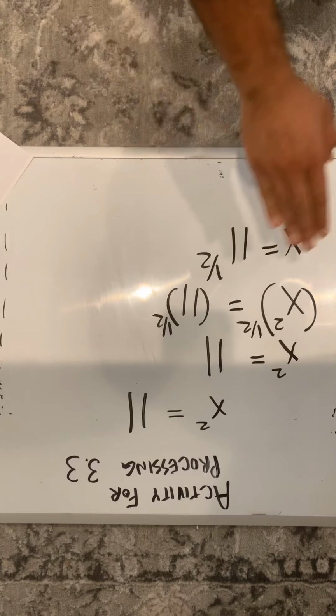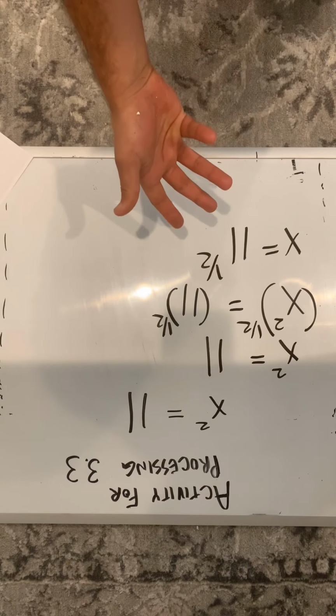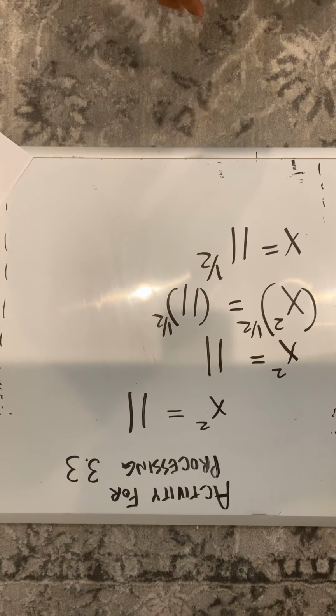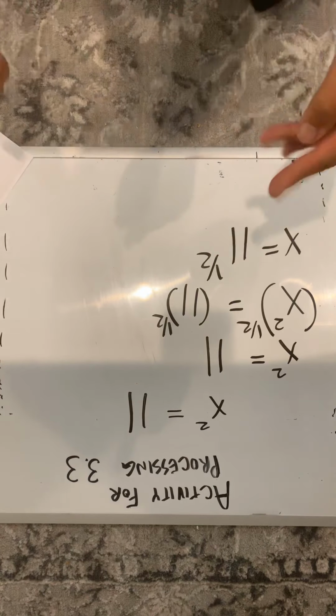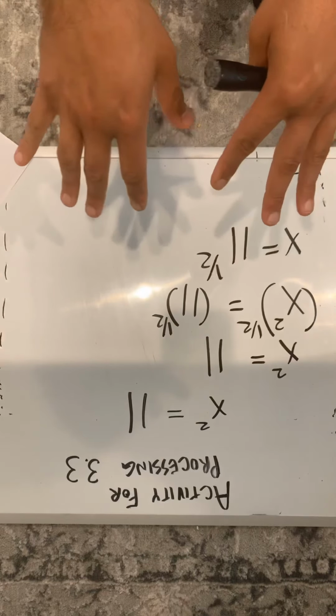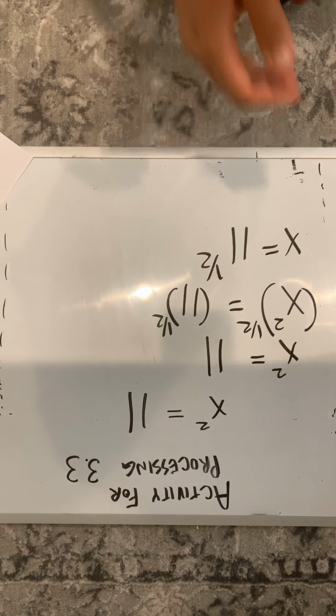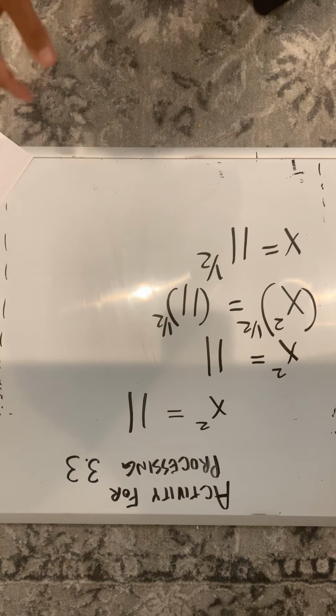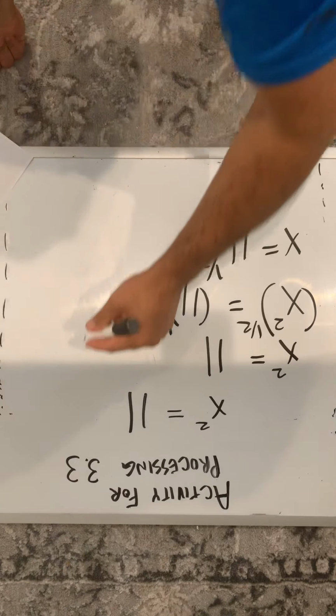Okay, so if you got x equals 11 to the half power, you're good there. You know how to do it in exponent form. Now on this side, let's try it using radical form. So go ahead, pause it here. Try to represent this equation, the value of x, in radical form. All right, here we go.